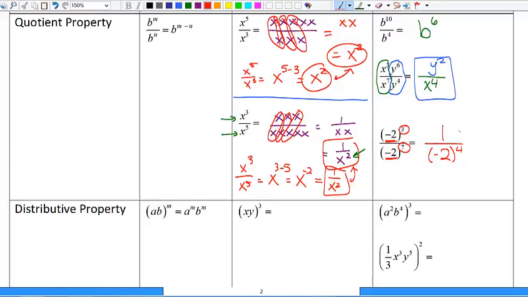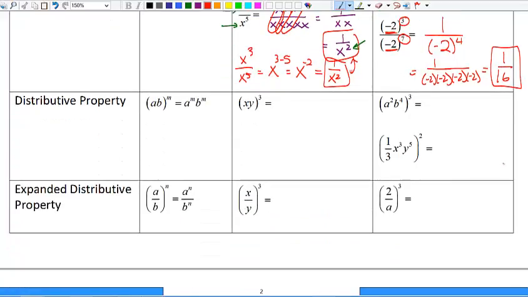And the reason they go in the bottom is because there was more in the bottom to begin with, because 7 is bigger than 3. And now I can just work that out. That's just 1 over negative 2 4 times, which turns out to be 1 over positive 16.